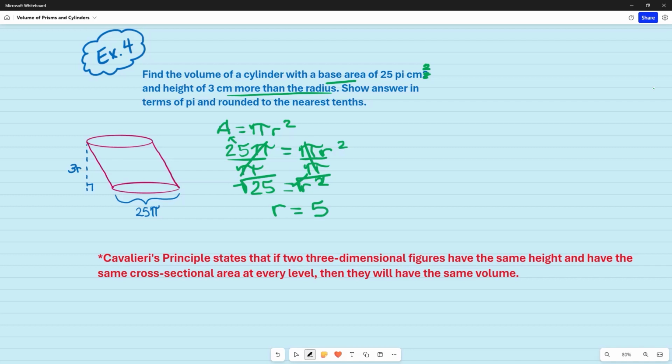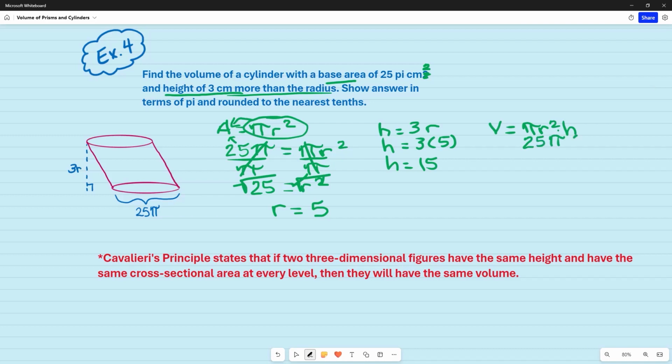My next step is to go back and read here. It says that my height is 3 centimeters more than the radius. Well, we know that the radius is 5. My height is 3 plus 5, which makes it 15. Okay, so now I can go ahead and solve for my volume. Since this is a cylinder, I know that the formula is pi r squared times height. Well, pi r squared is the same as the area, and we were already given the area of 25 pi. So all of this is going to be replaced with 25 pi. And now we just found the height of 15, so we just substitute that in.